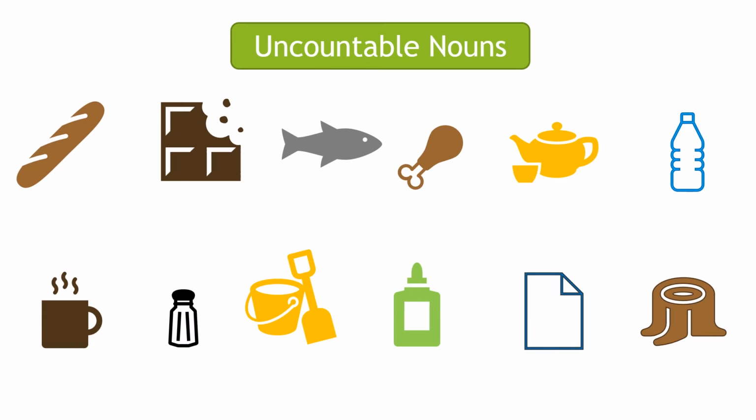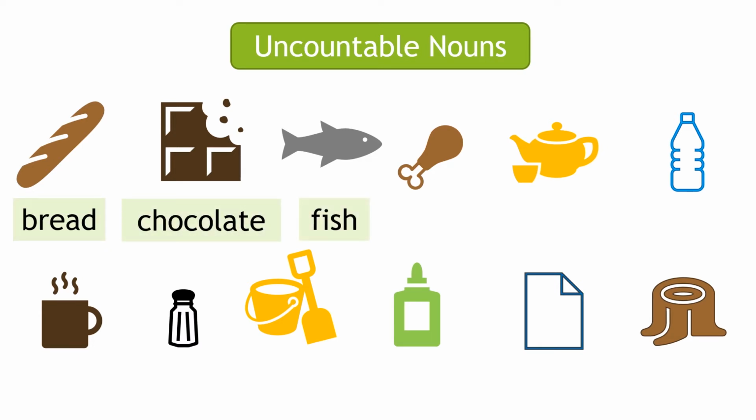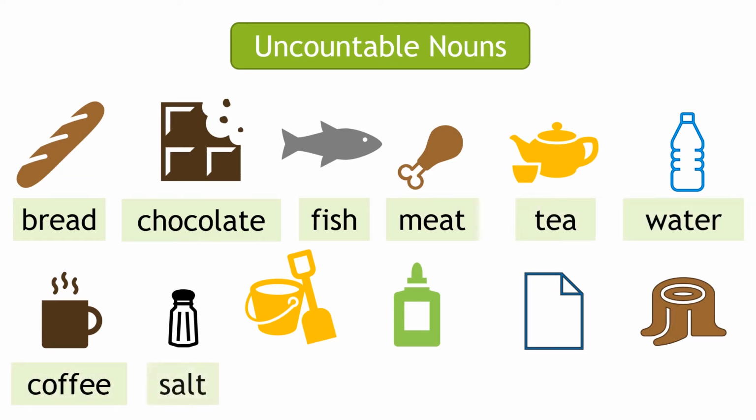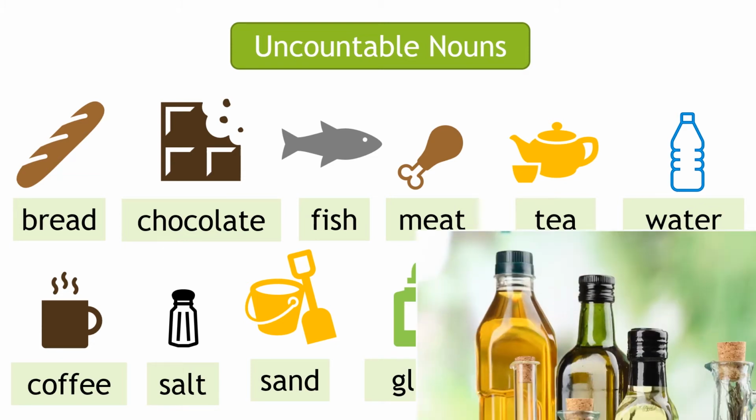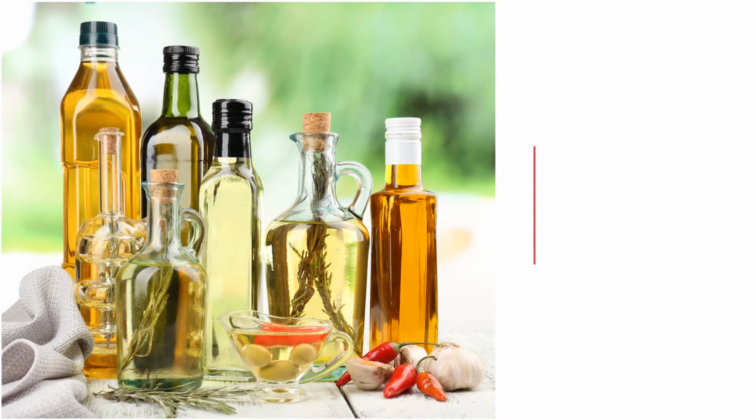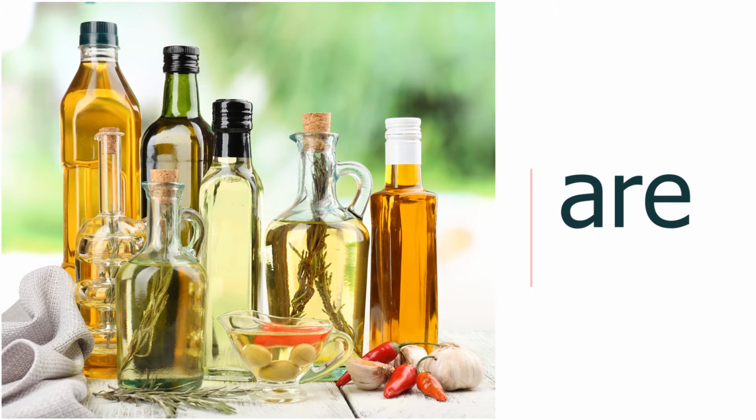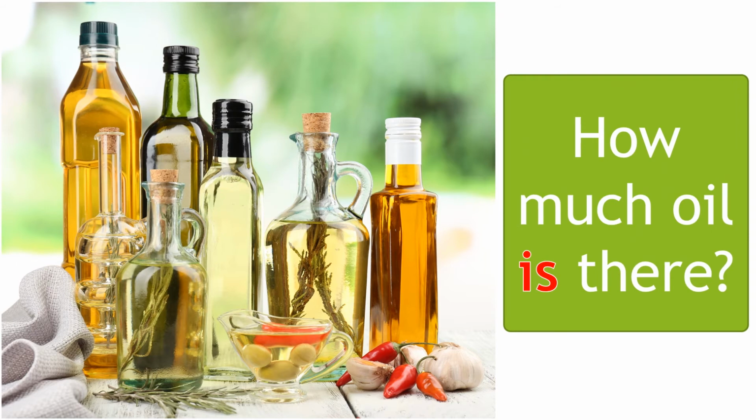Here are some common uncountable nouns: bread, chocolate, fish, meat, tea, water, coffee, salt, sand, glue, paper, wood. Remember, we don't use are with uncountable nouns. How much oil is there? There is a lot of oil.